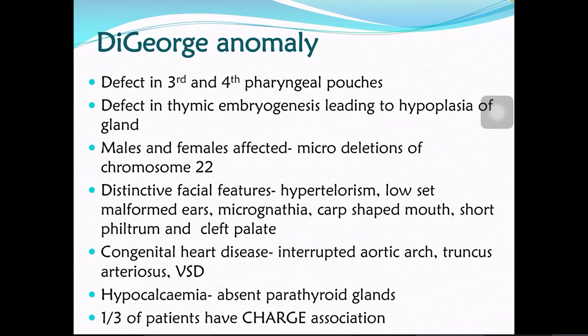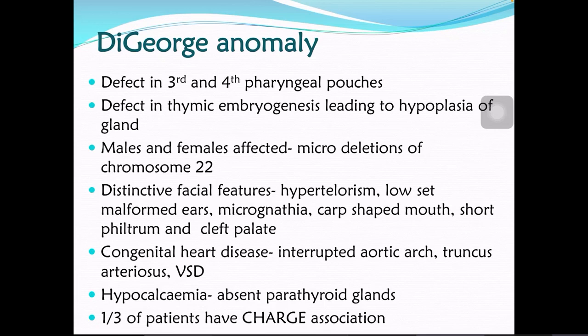So if you see these, then you need to think about, say you have a patient coming with cleft palate with recurrent pneumonia, it may be because of aspiration. But then if the other facial features are there and you have also associated congenital heart disease like either a truncus arteriosus, VSD, interrupted aortic arch, maybe you should think about DiGeorge.